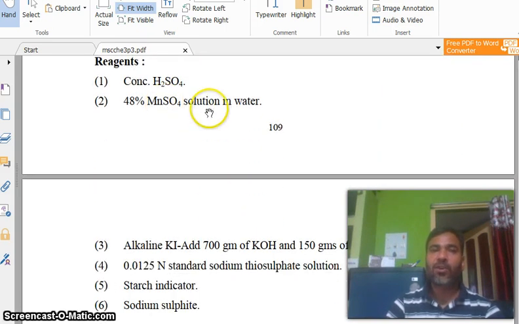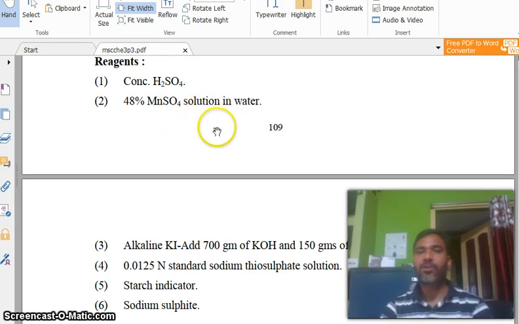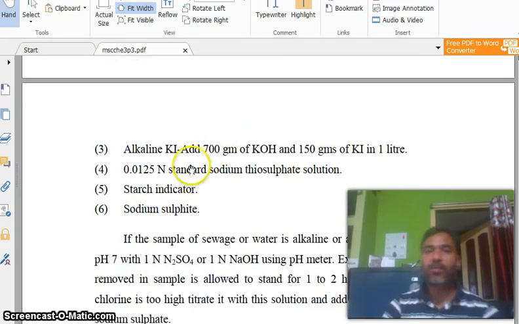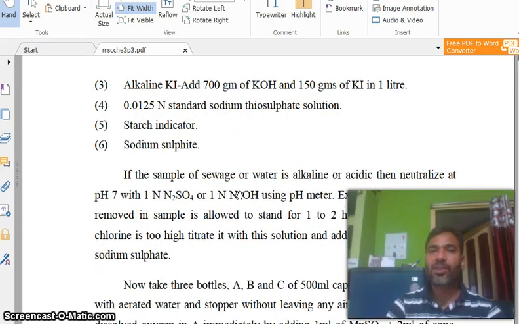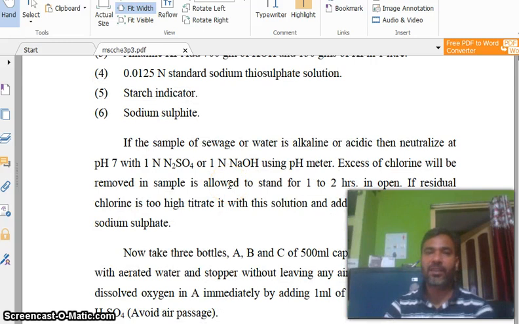So, reagents: concentrated sulfuric acid, 48% manganese sulfate solution in water, alkaline potassium iodide, add 700 grams of potassium hydroxide and 150 grams of potassium iodide in 1 liter, 0.0125 N standard sodium thiosulfate solution, starch indicator, sodium sulfide.